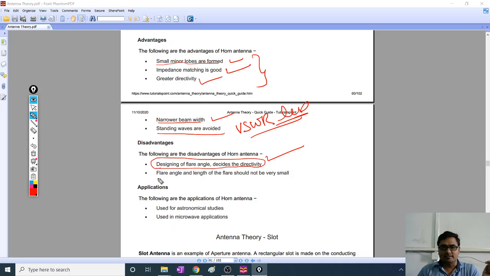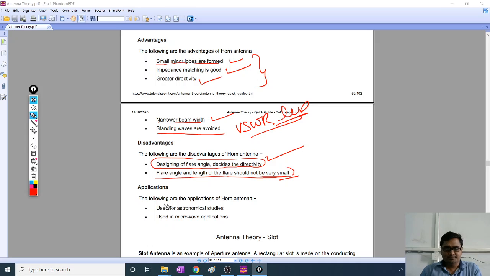Now flare angle and the length of the flare should not be very small. If the flaring is very small, obviously it will act as a waveguide then. Then what's the use of having a new kind of horn antenna? So that's why the length and the flaring should not be very small. If it remains that small, what will the radiation do? It will work just like a waveguide, right? We flare and we create a new horn antenna. If we reduce the flare, it will act as a waveguide antenna, which has a lot of disadvantages. Very less radiation is there.